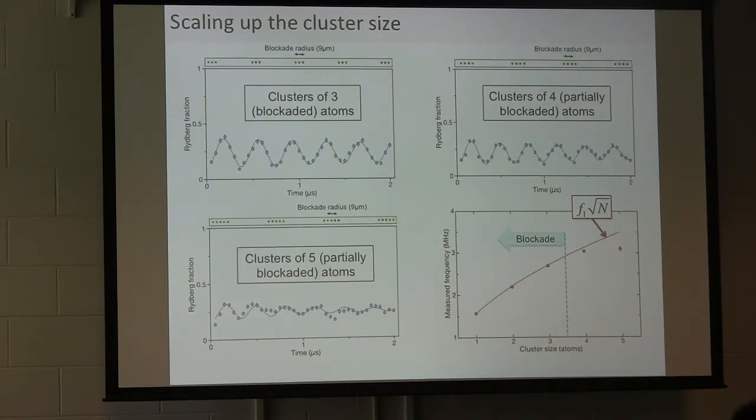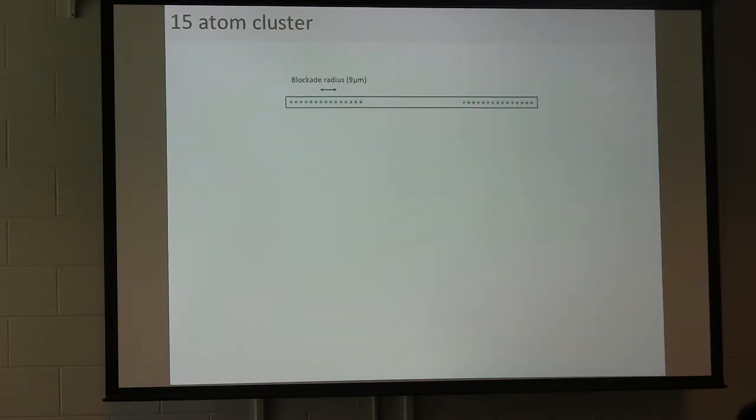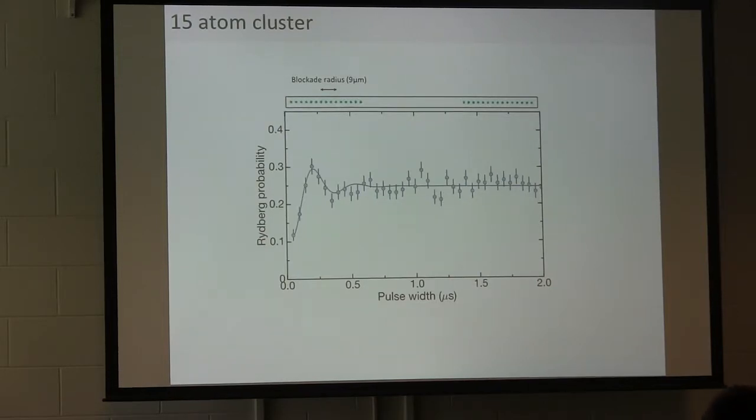And for fun we can keep scaling up the system size, for example, to 15, and now it looks kind of boring. It seems nothing happened when we try to drive Rabi oscillations on these big clusters.